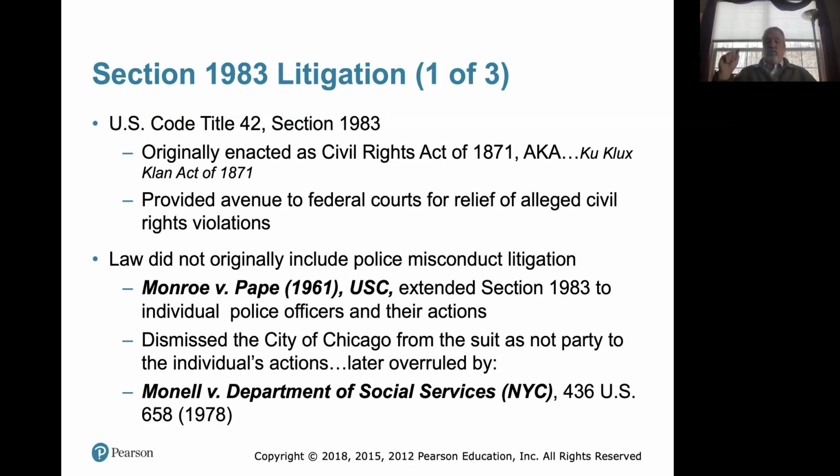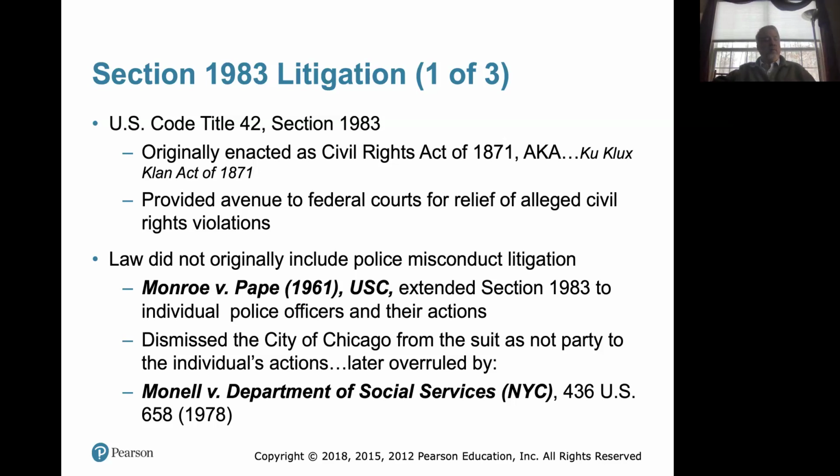The law did not originally include police misconduct. So when we talk about stare decisis, you have to always think about it like this: what were the original laws that govern this conduct or this behavior, and how have they changed over time? This is an example where it was really talking about a private group that was being supported or approved of by state agencies, but was not a state agency. So the question was, at what point does it include police misconduct litigation?